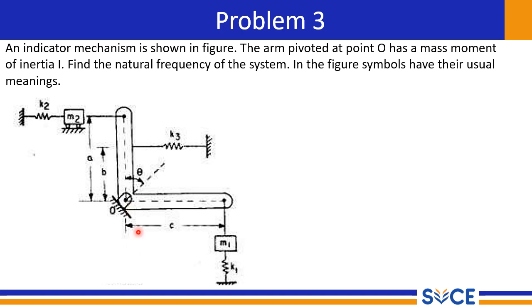So let us start. This is an indicator mechanism. Here you can see an arm which is pivoted at this point O and has a mass moment of inertia I. You can clearly see that they are telling mass moment of inertia I. They are not telling polar moment of inertia.